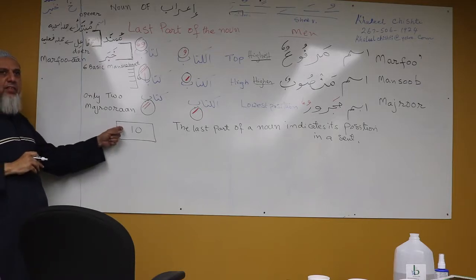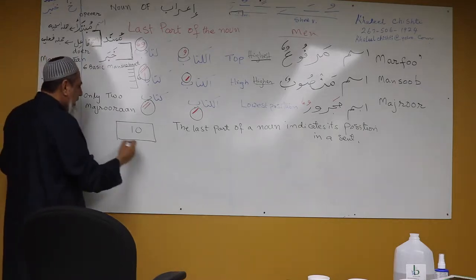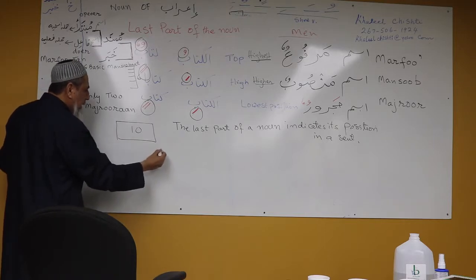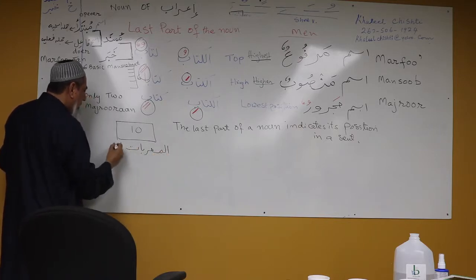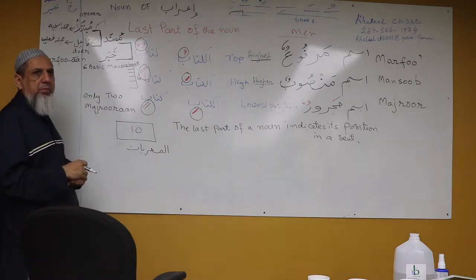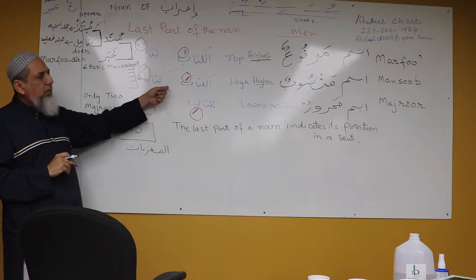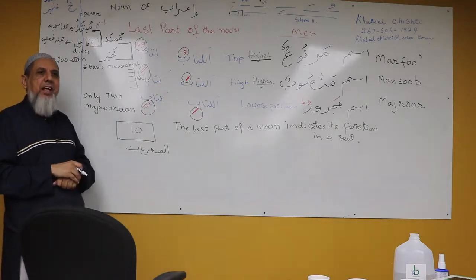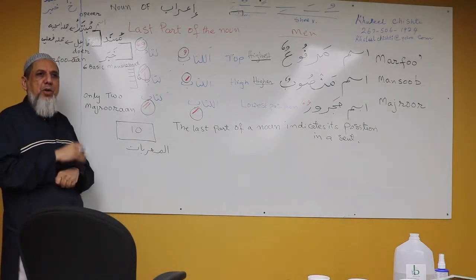So these are called the 10 mu'rabat. Write down, al-mu'rabat. The third in English would be "his," as in possession, masruf. So he, him, and his.